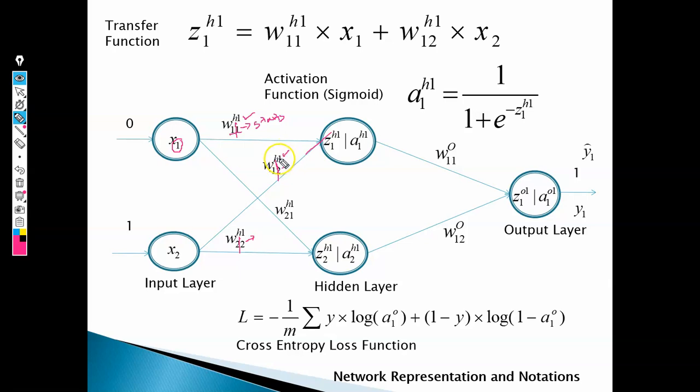which layer the weight belongs to. This is what the superscript represents. This is how weights are represented.